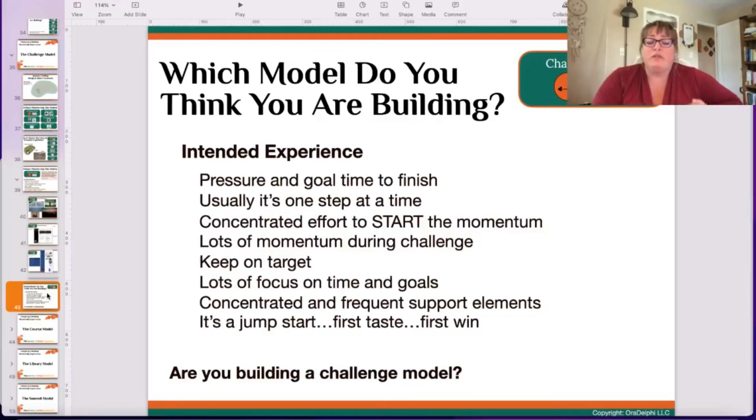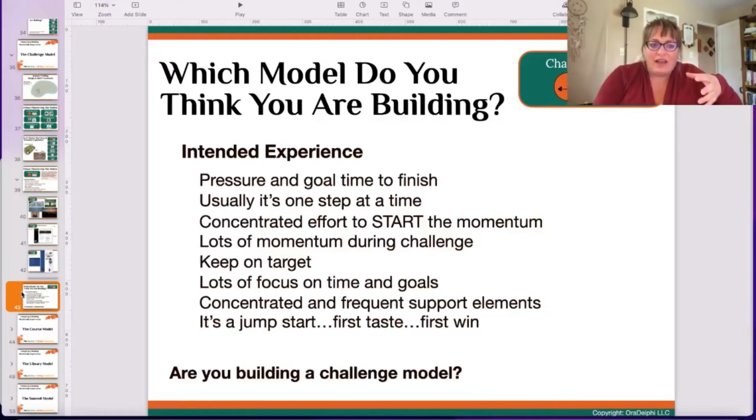So with challenge models, the intentional experience is pressure and a goal, time to finish, and usually one step at a time, concentrated effort at the start, lots of momentum, keep them on target. It's a jump start, usually the first thing in your world. A lot of times people ask, there is a connection between the experience models and where you are on your value ladder. Typically we see challenge models early on in the value ladder when you're just starting to bring people into your world. It's almost a lead gen technique a lot of times. So that is one of the experience models, the challenge model.